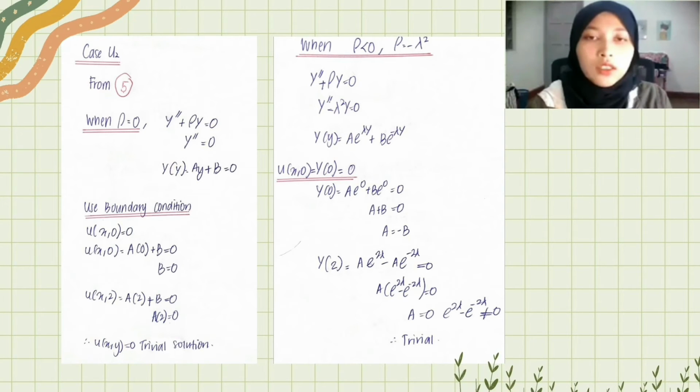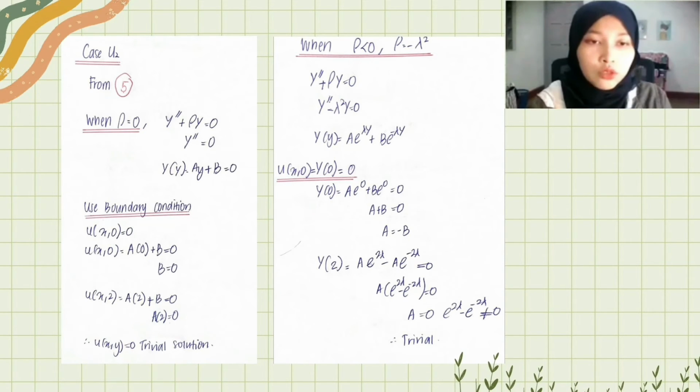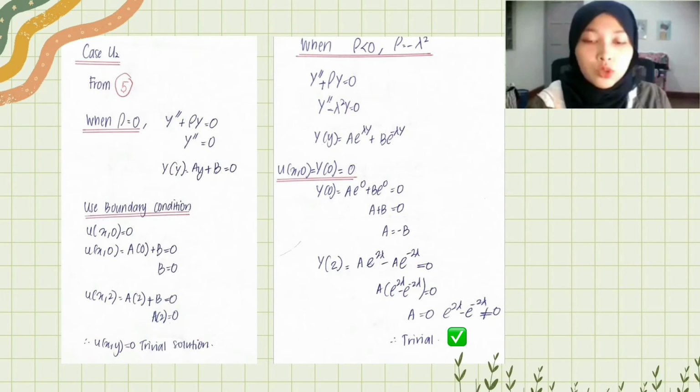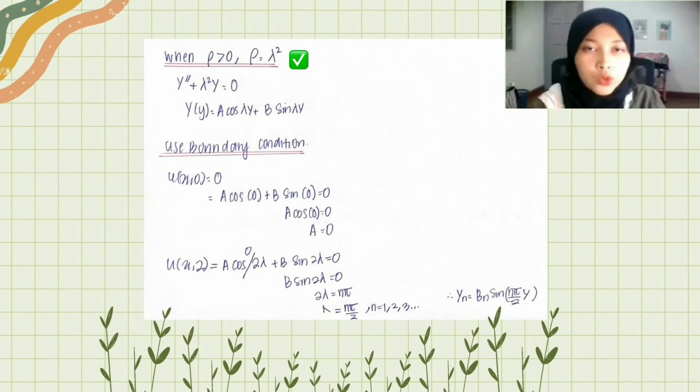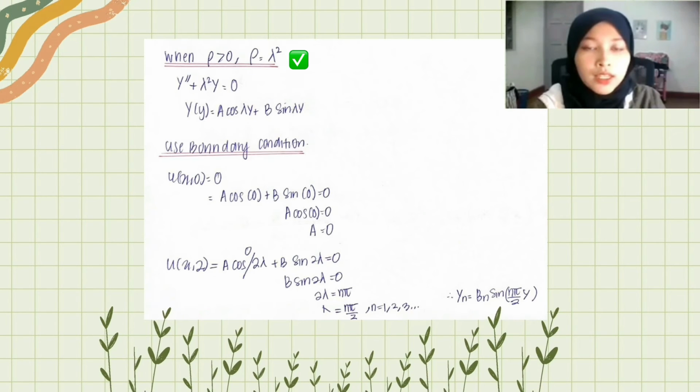Then when p is less than 0, p is equal to negative lambda squared, and we will obtain the general solution of y: a e^(lambda y) plus b e^(negative lambda y). We use the boundary condition, and we will get u equal to the trivial solution also. When p is greater than 0, p is equal to lambda squared, y double prime plus lambda squared y equals 0, and we will get the general solution of y, which is y equal to a cos(lambda y) plus b sine(lambda y).